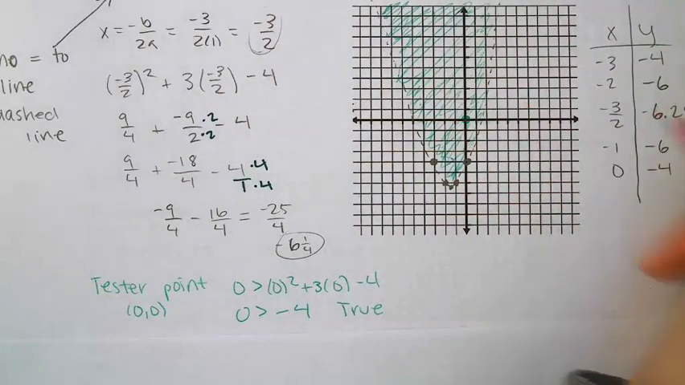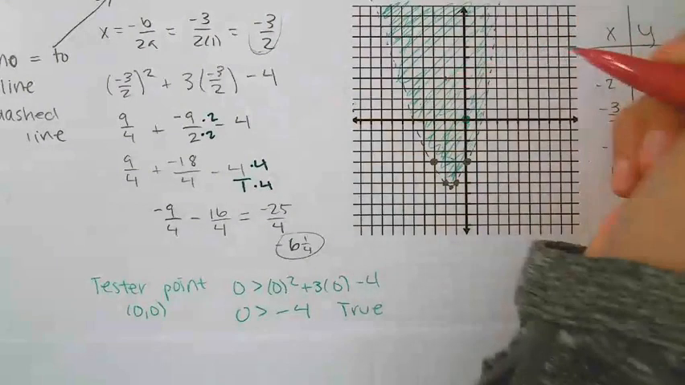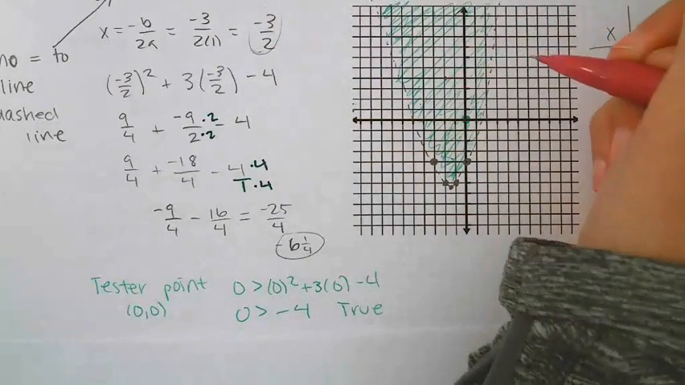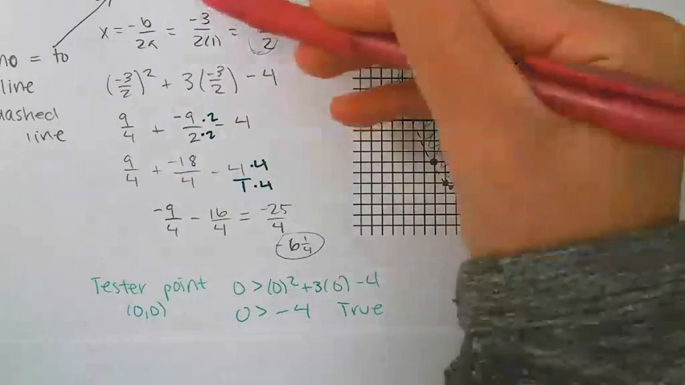So just to give you a quick example, this point right there, since it's in the shaded region, is a solution. It makes this equation true.